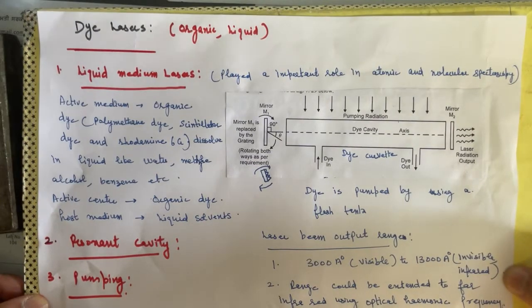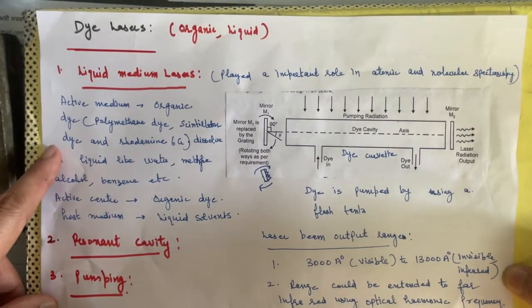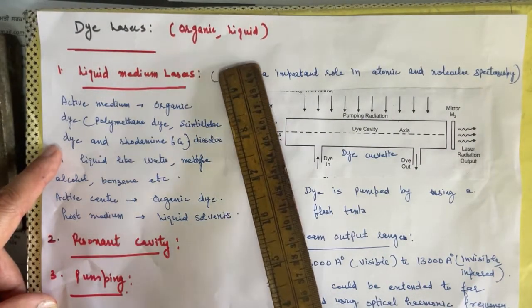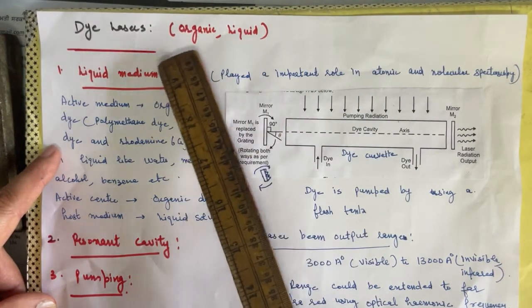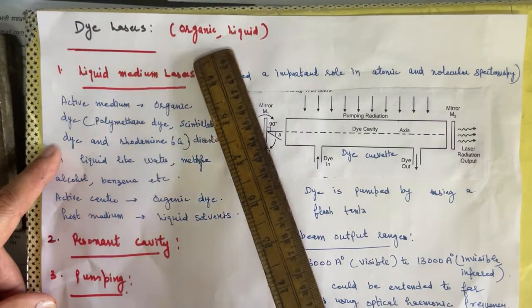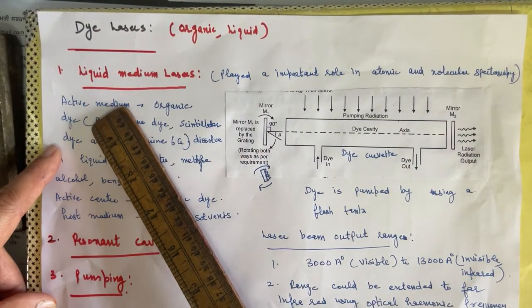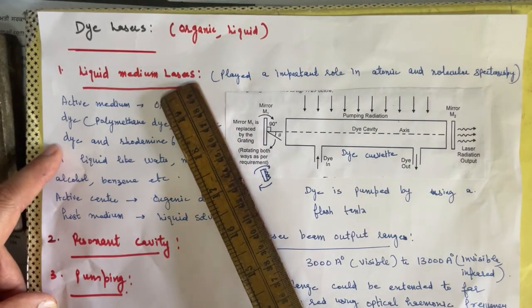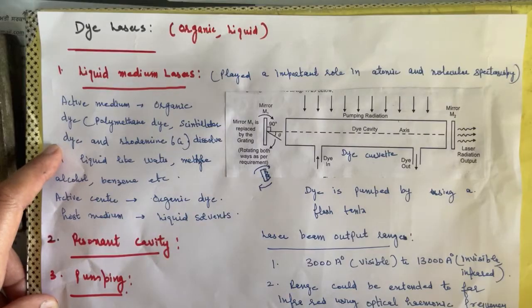Hello my dear students. So today's topic is the dye laser. It is also called an organic laser or a liquid laser. The name is based upon the active medium used. The active medium in this is a liquid, so that's why it's also called a liquid medium laser. Clear?